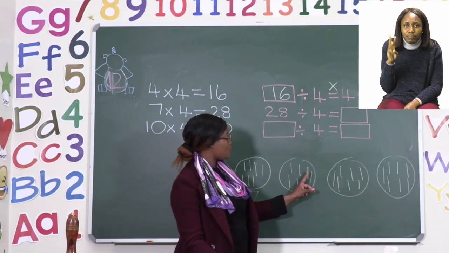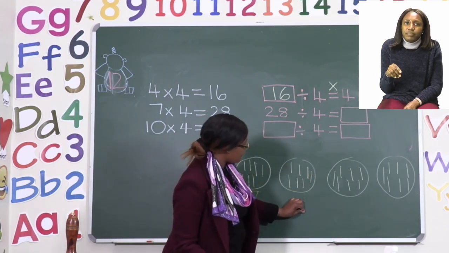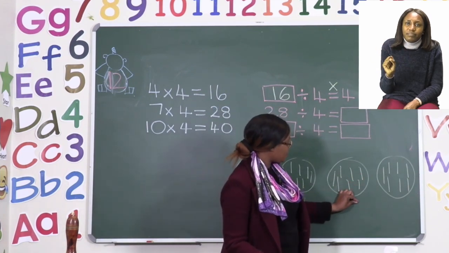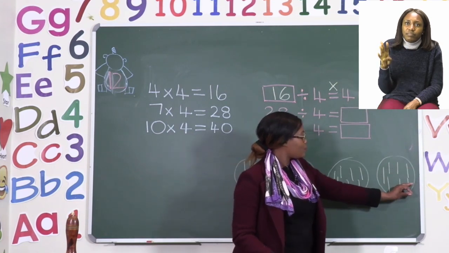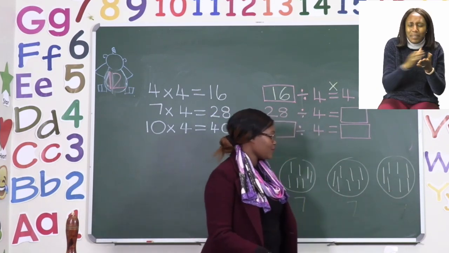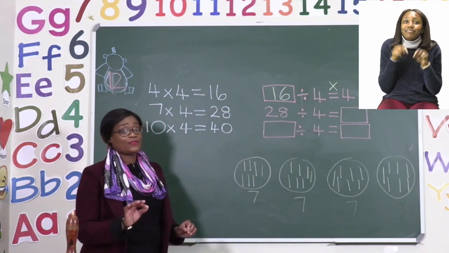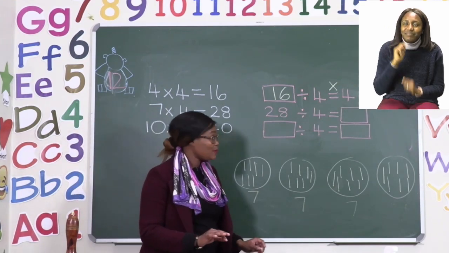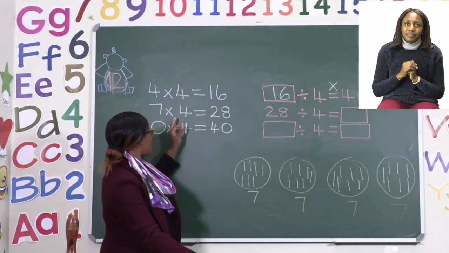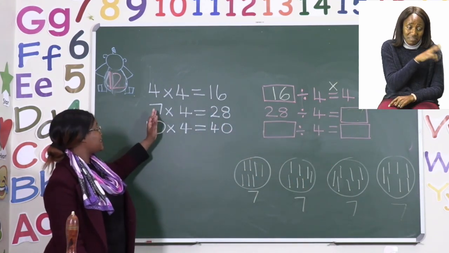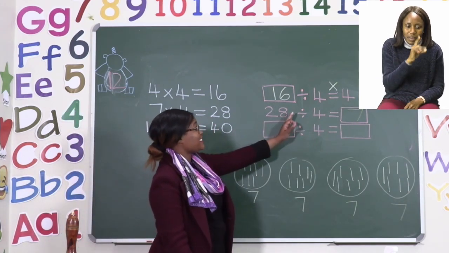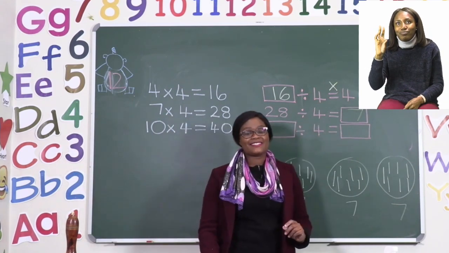We have 7 here. We have 7. We also have 7. So this is how you know that 28 divided by 4 will give us 7, which is also the reverse of the last sum, where it said 7 times 4 equals 28. We have 28 divided by 4 equals 7.